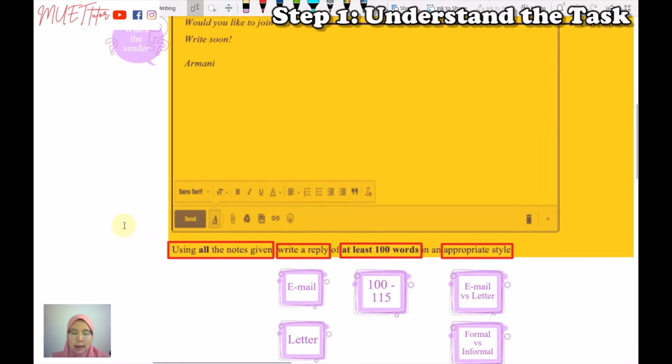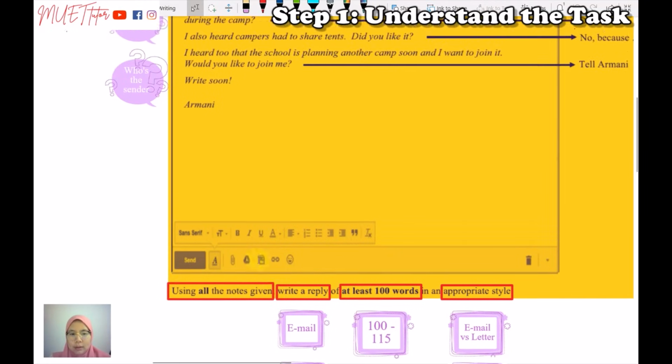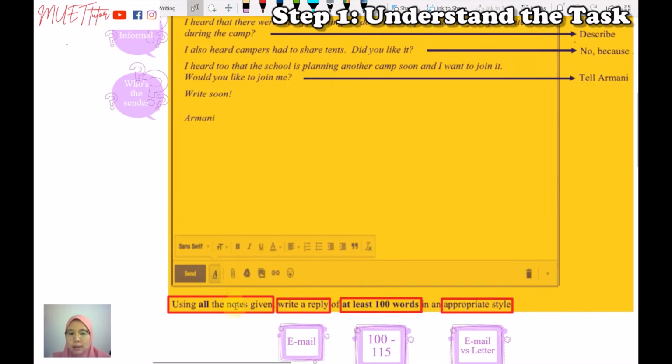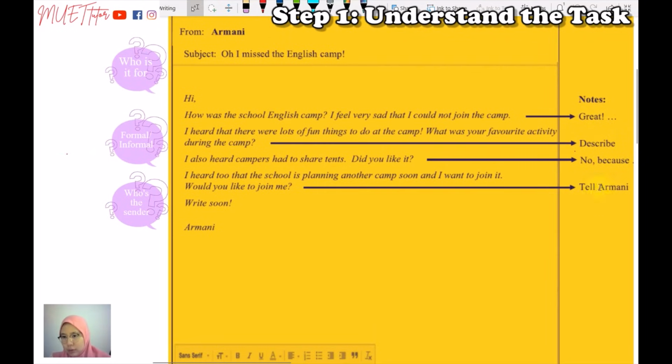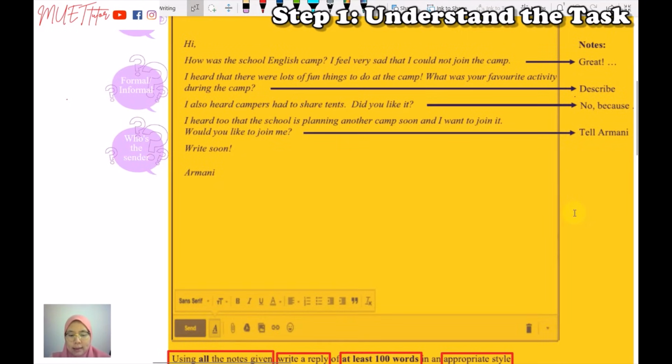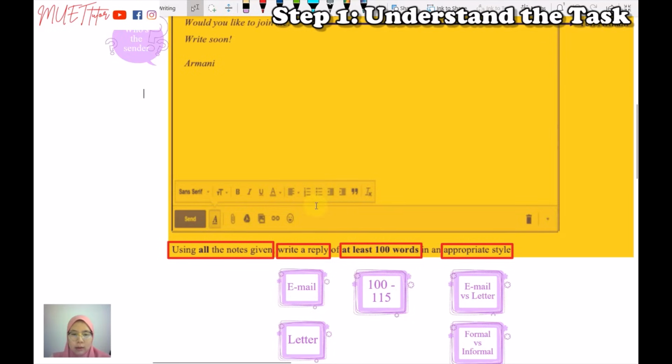Next, we look at the instructions here, all 4 here. Use all the notes given. That's the first instruction to us. And all the notes here means the 4 notes on the side here. And please don't miss out any of these. So make sure to put all these 4 points into your reply letter or email.